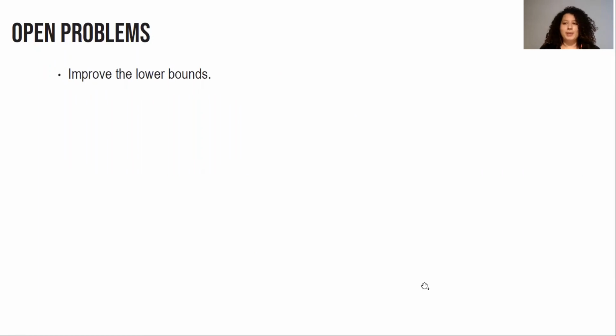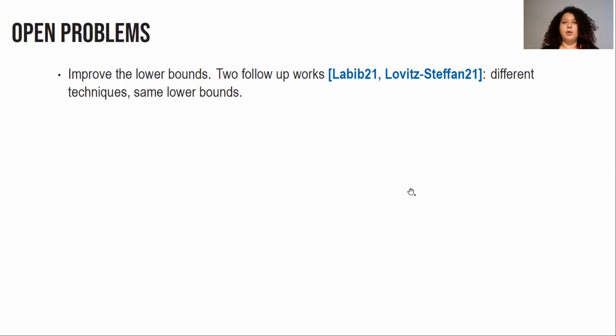So let me finish the talk by introducing some interesting open problems. So the first one is to improve the lower bound. We gave a linear lower bound for the stabilizer rank of the nth tensor power of the magic state. But as I mentioned earlier, under standard assumptions, this measure should be exponential. So any improvement should be interesting. And there are 2 follow-up works due to Labib and Lovitz and Steffan. They use different techniques, but gained similar lower bounds, or the same lower bounds.